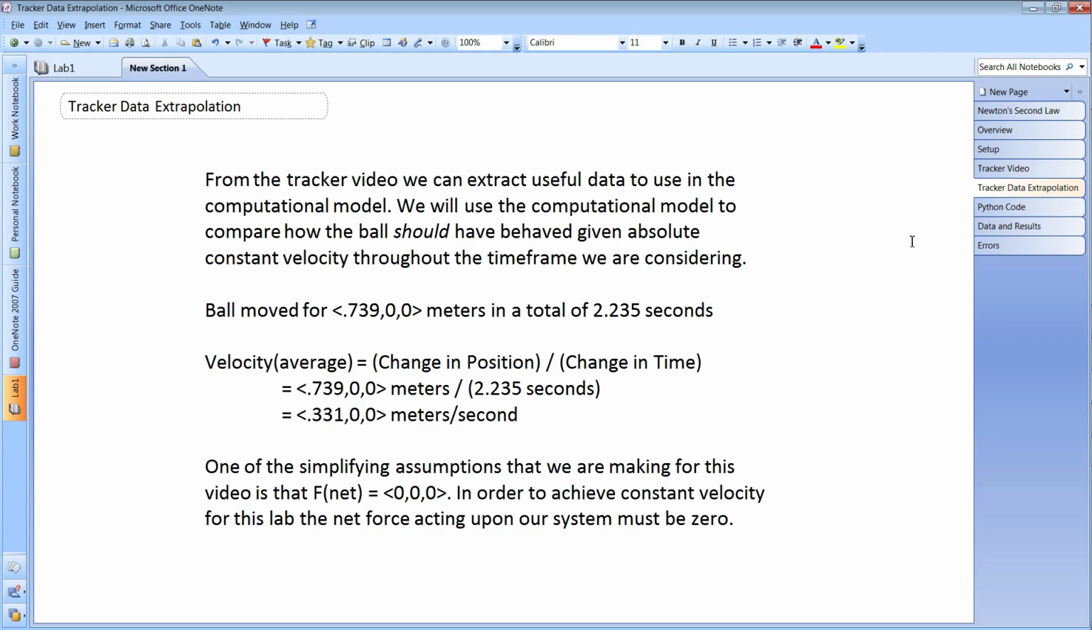Our average velocity is the change of position over the change in time. Our average velocity ends up being 0.331, 0, 0 meters per second. One of the simplifying assumptions that we are making for this video is that the F net is a vector quantity 0, 0, 0, or the zero vector. In order to achieve constant velocity for this lab, the net force acting upon our system must be 0.